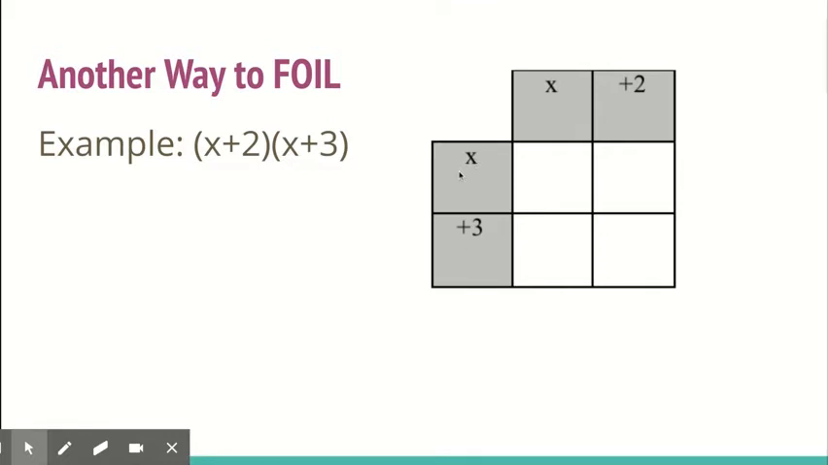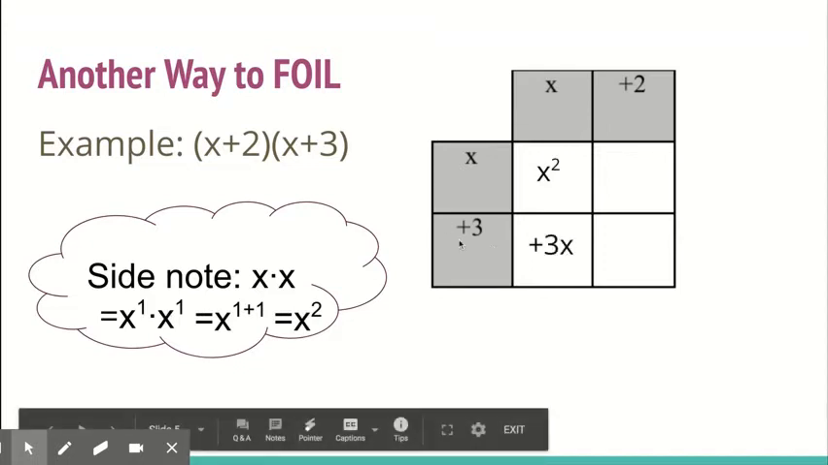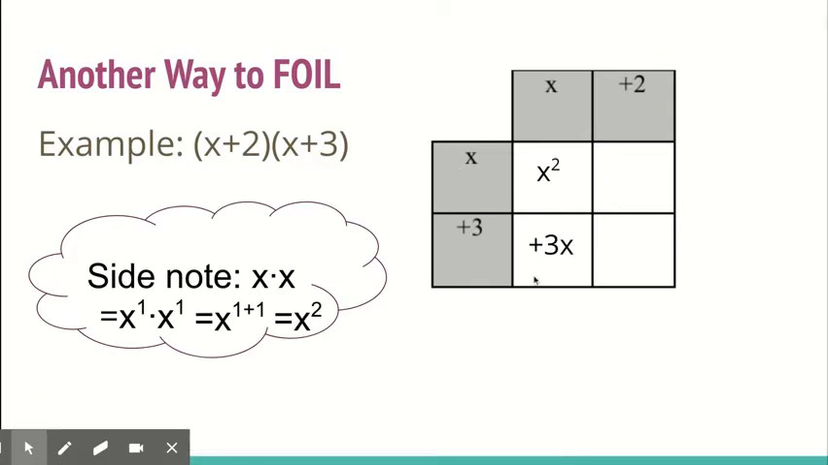So when I multiply, the first thing I want to do, so I'm working at this box first. So again, remember, when we're multiplying x times x, there are the imaginary 1s, and we have to add the exponents together. So I get x squared. Okay, and then I'm going to work down here. So I take the 3x times the x, and I get plus 3x.